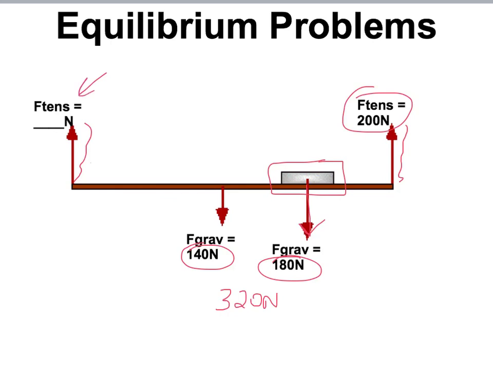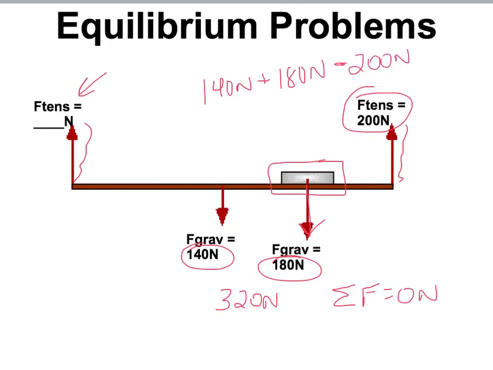Since this object is in equilibrium, we know that the sum of all the forces has to equal 0 newtons. So, we could kind of set it up like this. What are all of the forces? Well, we have this force of gravity equaling 140 newtons. This force of gravity equal to 180 newtons. In the opposite direction, we have a tension force of 200 newtons, and we don't know the other tension force. Altogether, those have to add up to 0.